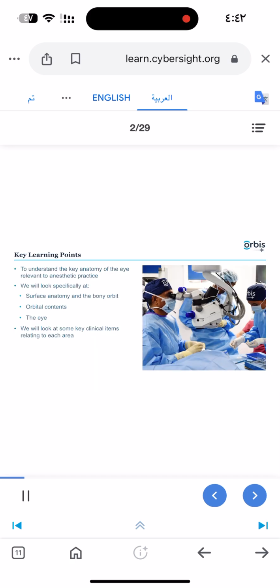The key learning points of this module are to gain an understanding of the anatomy of the eye that is relevant to anesthetic practice. We will look specifically at the surface anatomy of the eye and the bony orbit, the orbital contents, and then the eye itself. At each stage, we will address some of the key clinical items relating to each area.